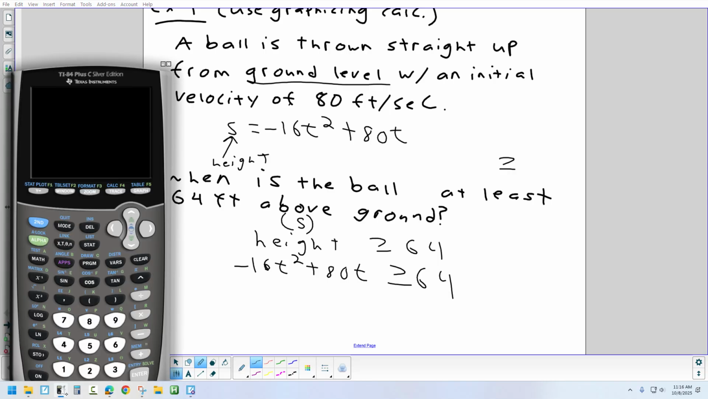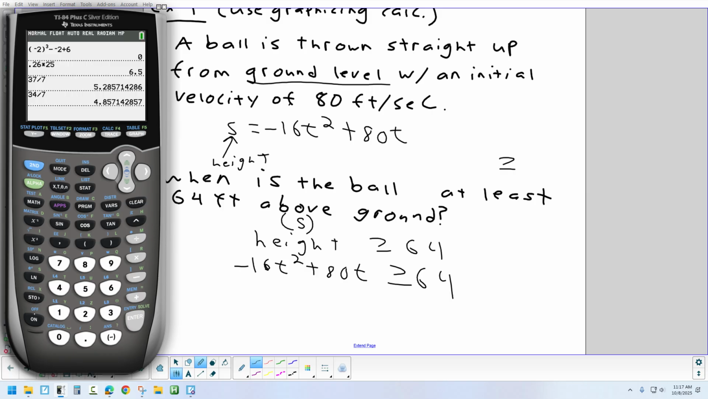So what we'll do now is we'll graph the left side in y1, we'll graph the right side in y2, and then we'll see where they cross. So negative 16x squared plus 80x and 64. Now, x is my time. What's the smallest amount of time that could go by in this experiment? Yeah? 1 second. We could have less than 1 second. You could look at how high it is after 0.6 of a second. Yep. 0. Okay, we can't have negative time.